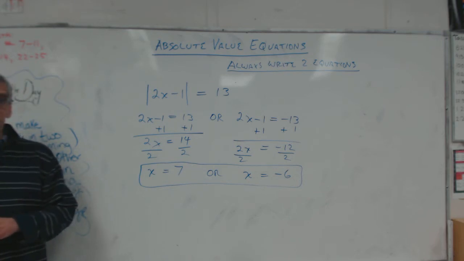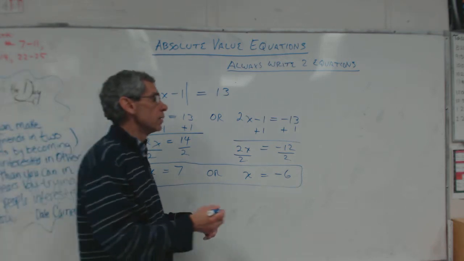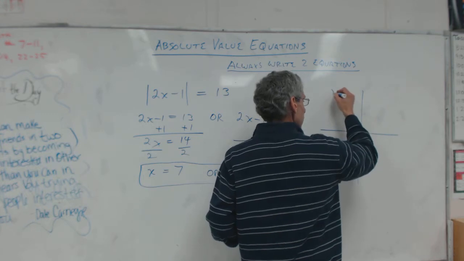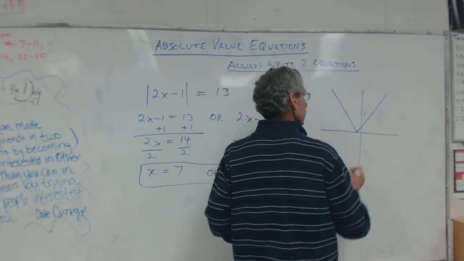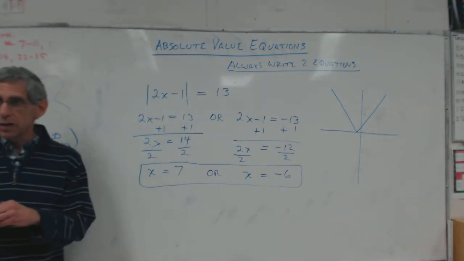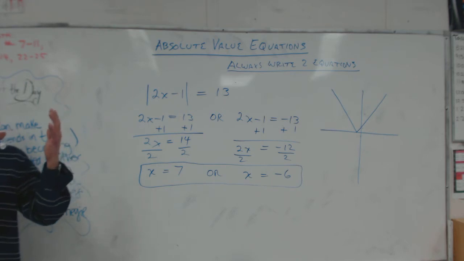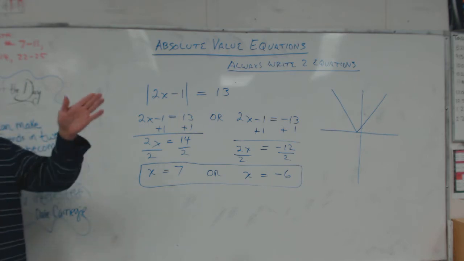Eventually, we may do some graphing. If you graphed one, this is what a graph would look like for an absolute value. It would be something like this. Because it always bounces back. Because with absolute value, if x is negative, y is still positive. See what I'm saying? That's why you have that V shape.